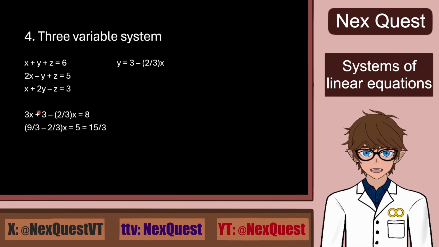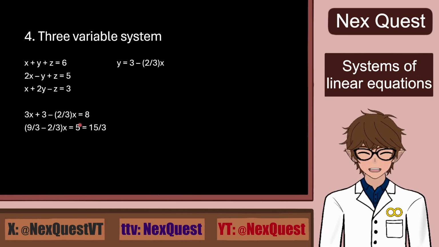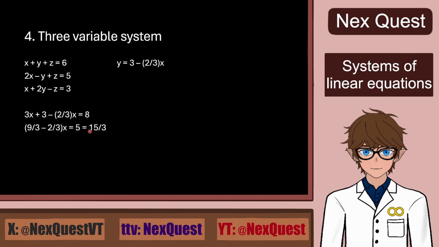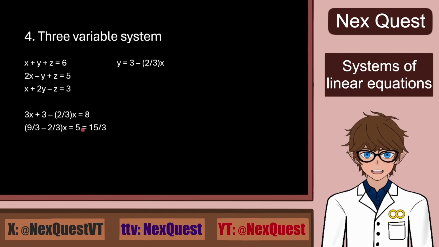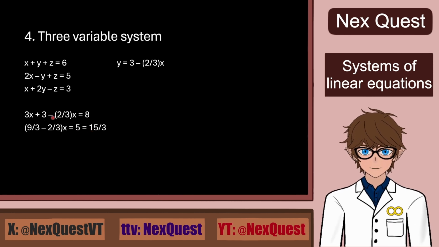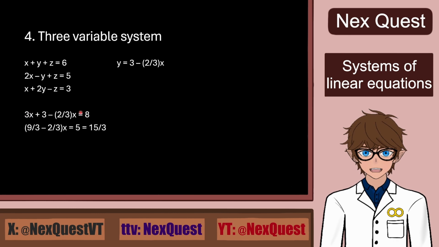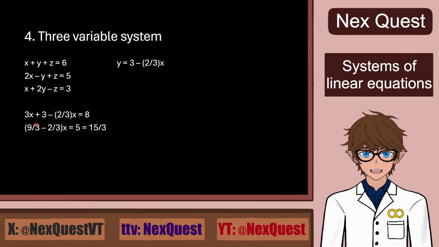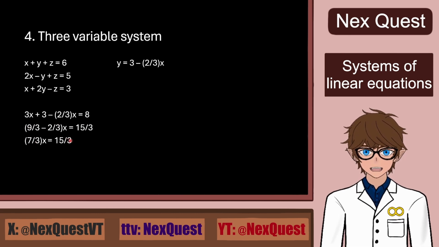I will take 3 to the right, so we get 5. And I also wrote 5 as a fraction, so it's easier to do math later. And I keep the x's on the left, so I combine like terms. So x outside the bracket, and whatever is left, so it's 3 minus 2/3, which is 9/3 minus 2/3. We get 7/3 on the left and 15/3 on the right.